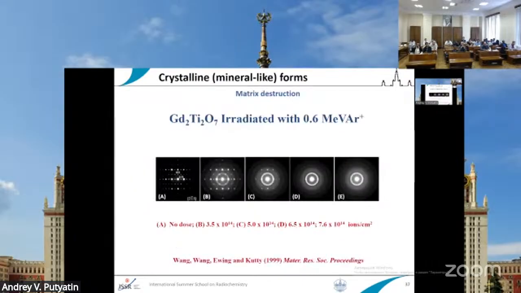So another matrix is the crystalline or mineral-like forms. Glass materials are amorphous and can become crystalline, and that is bad for them. For mineral-like matrices, it is vice versa. They are crystalline, and if they become amorphous, it is bad for them. It is enhanced leaching of the radionuclides, so it's a bad story. That's why all these matrices are tested with irradiation, either by gamma quanta or electrons, or with heavy particles.